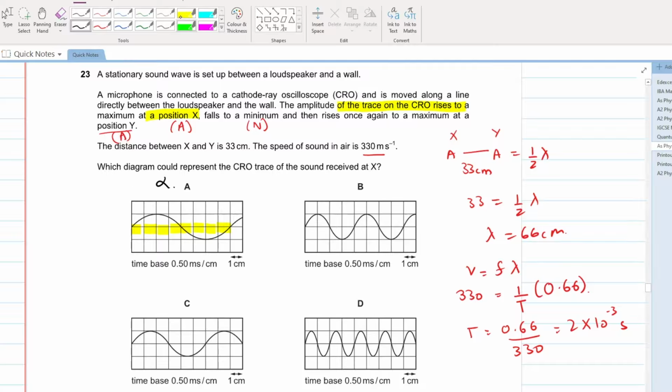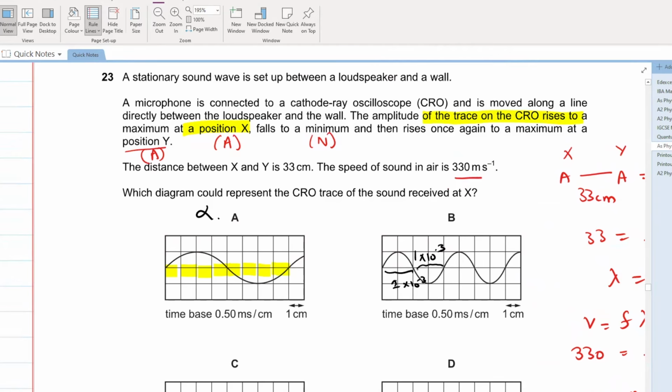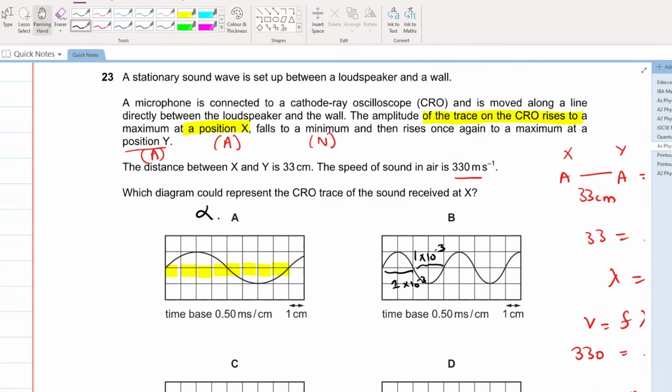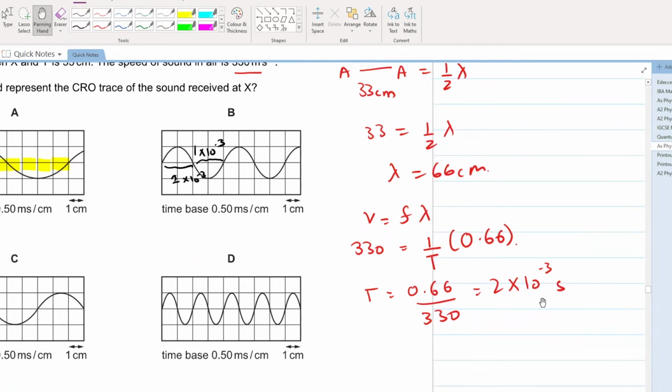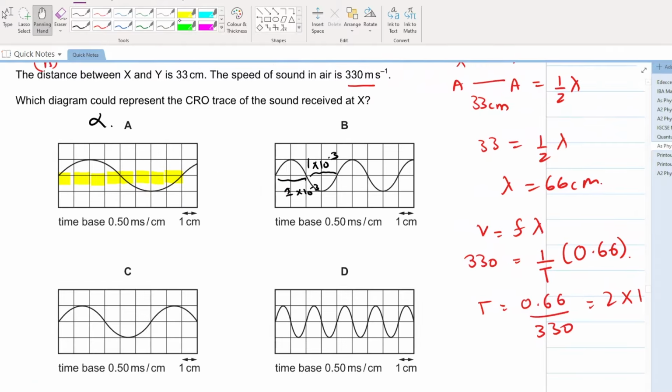Let's try out option B. In option B, this is 1 into 10 to the power of minus 3 seconds, and this is also 1 into 10 to the power of minus 3 seconds. If you combine these two times, you will get a total time period of 2 into 10 to the power of minus 3 seconds. Yes, this is correct. B is your answer.